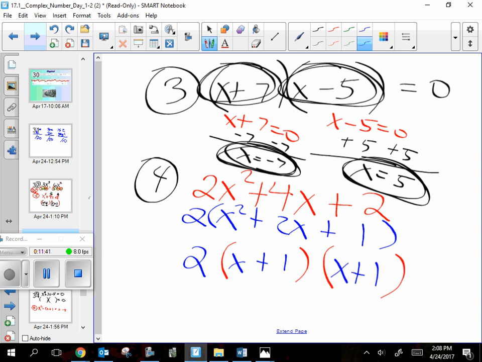I got that right. So now, if you have this wrong, it's probably because you skipped this step. You can't skip that step. You got to take a 2 out of everything first.